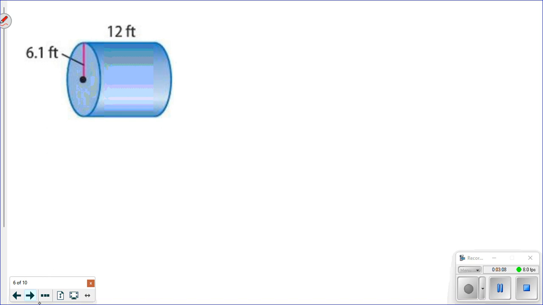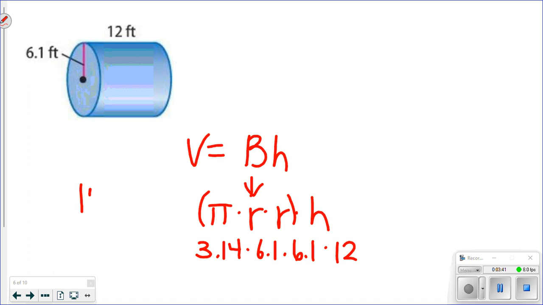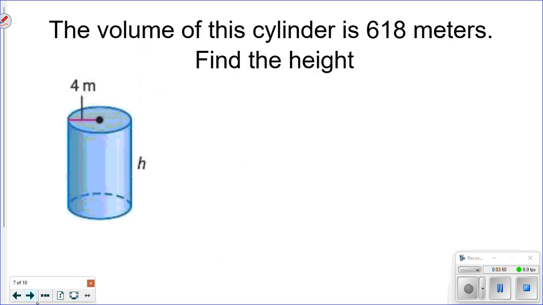I'm going to do one more, and I want you to do it with me. Go ahead and try it yourself. That's your B. So this is what it would look like: 3.14 times 6.1 times 6.1 times 12. And we get 1,402.1 feet cubed.